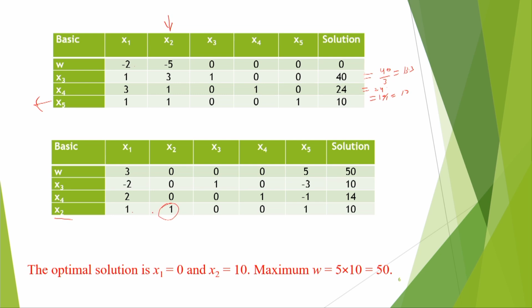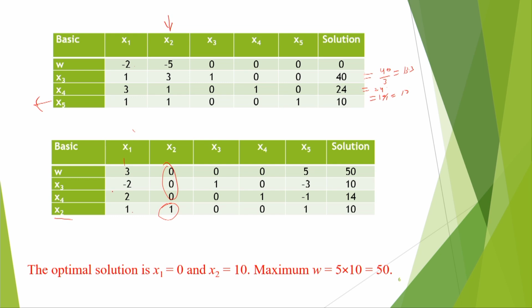Here the coefficient of x2 is already 1, so there is no need to do any normalization, but we ensure that above it everything becomes 0. If I multiply this x2 row by 5 and add it to the objective function row, this becomes 0 and this becomes 3. Similarly I multiply by 3 and subtract from the x3 row, and multiply by 1 and subtract from x4. So these have become 0 in the pivot column, and you got W is equal to 50.